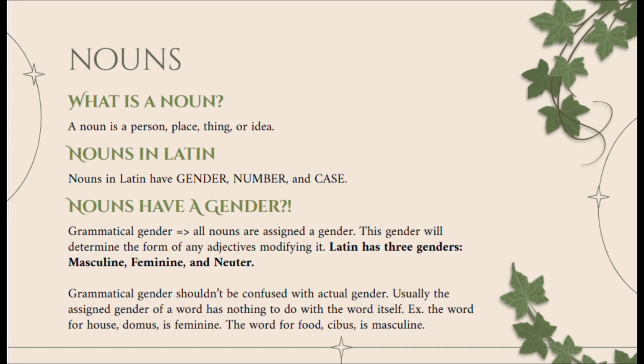This means that all nouns are assigned a gender, and this gender will determine the form of any adjective that's modifying the noun. Latin has three genders: masculine, feminine, and neuter. Now, grammatical gender should not be confused with actual gender. Usually, the assigned gender of a word has nothing to do with the word itself. For example, the word for house in Latin, domus, is feminine, and the word for food, cibus, is masculine.